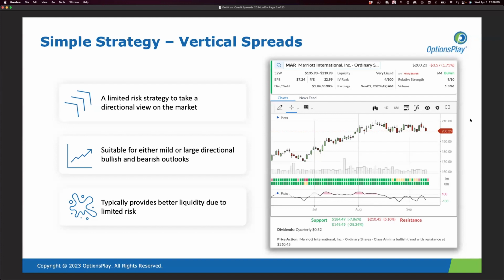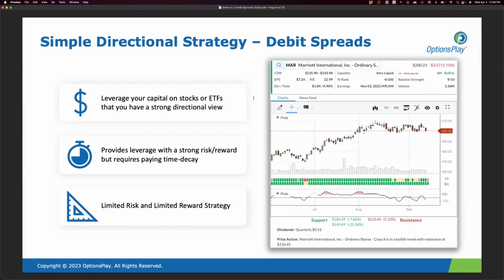So you generally will actually see better liquidity on these limited risk strategies as well. So those are some of the things to consider when you're thinking about these types of strategies. But the most important part is the fact that these strategies have limited risk. It's easy for beginners to get started with some of these strategies. So let's start by talking a little bit about debit spreads first.